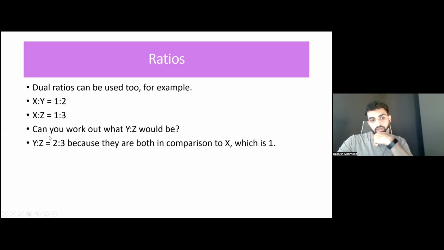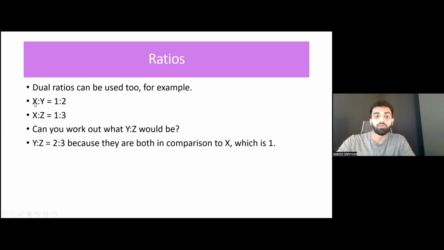So the ratio of Y to Z given these two ratios would be 2:3, because they're both being compared to X here. You can see Y is 2:1 compared to X, and Z is 3:1. So X is the common variable, which means Y to Z would be 2:3.